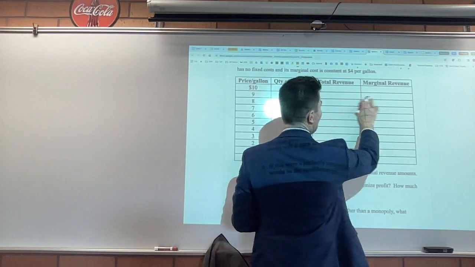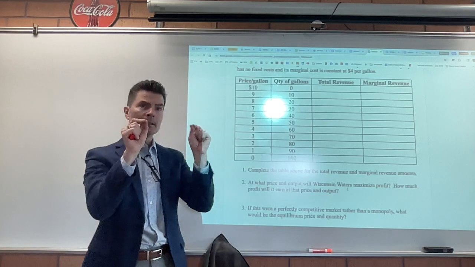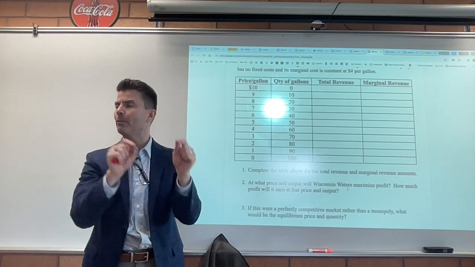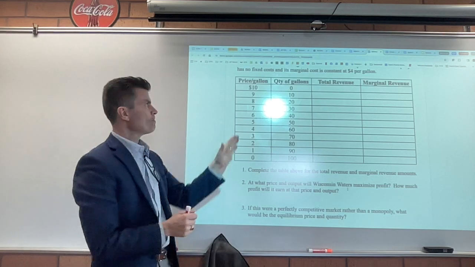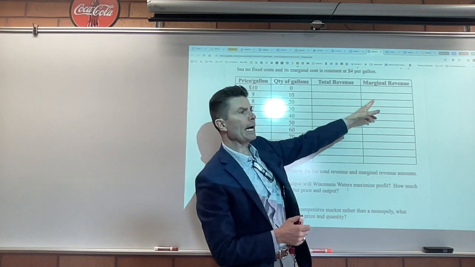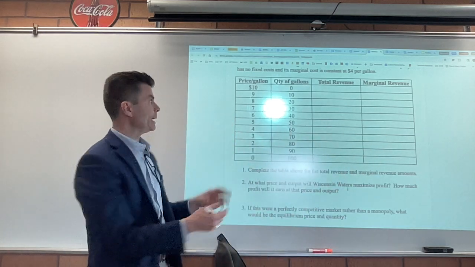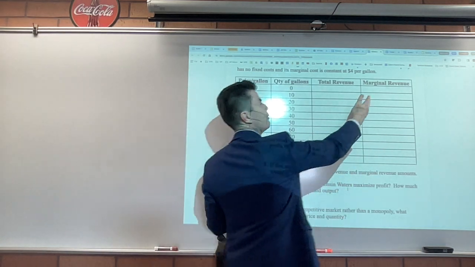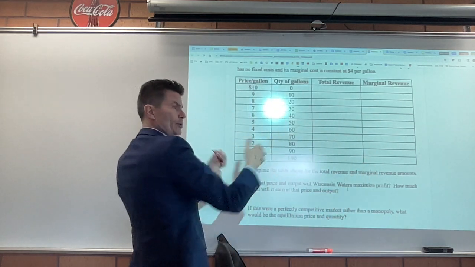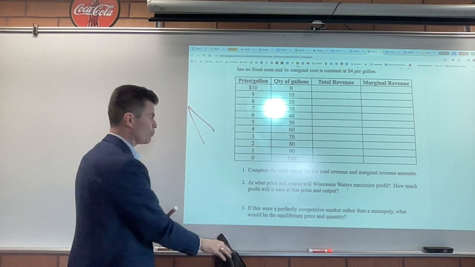So if we add those in, if you look at what you have between price, does that align? Does that make sense with what you know about the relationship between price and MR for a pure monopoly? Price goes 10, 9, 8, 7, 6. MR goes 9, 7, 5, 3, 1. Does that correlate? It does, because demand is downward sloping and MR goes down faster.